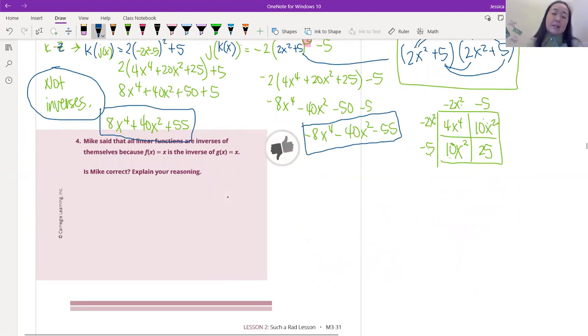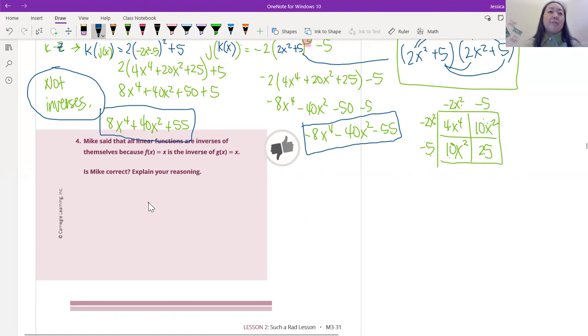Oh, number 4. I guess we didn't talk about number 4, but we can. Mike said that all linear functions are inverses of themselves because f of x is equal to x and the inverse of g of x is x. Is Mike correct? All linear functions are inverses of themselves? So what I like to do is say, no, you're wrong, because, well, what about this? You have to have some kind of counterexample, right?